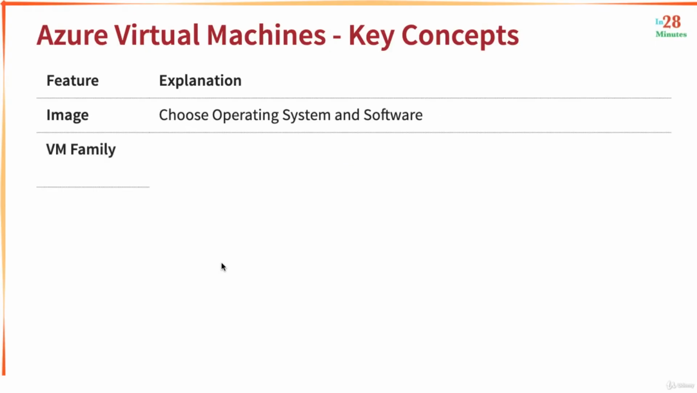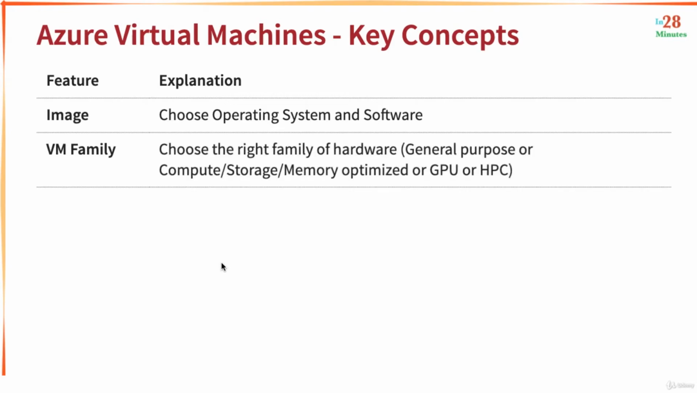The second important concept is that of a virtual machine family. What is a virtual machine family? There might be different kinds of applications that you would want to run on your virtual machine. You might have a general purpose web application, or you might be using the virtual machine as a cache. If you are using virtual machine as a cache, you need a lot of memory. In that kind of situation, you'd want to make use of memory optimized instances.